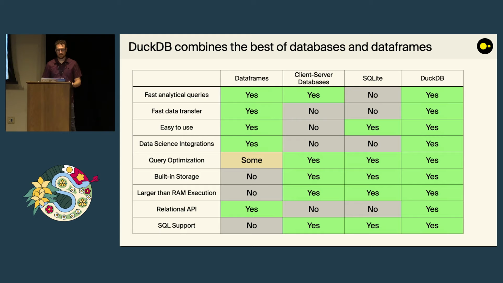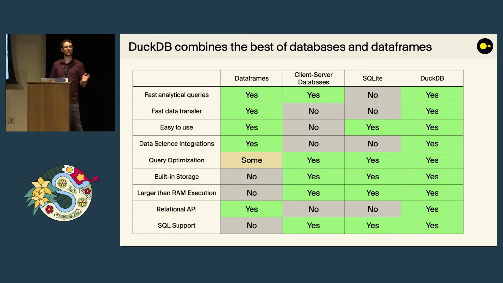If you need fast analytical queries, data frames are fantastic at that. There are analytical databases that are good at that already. SQLite struggles with this. It's really excellent at transactions. It's not designed for analytics. They've made some different design decisions. For fast data transfer, if you're dealing with a client-server protocol, it's not going to be fast. If you're on the same machine, even sending it over the socket, that takes time. SQLite also, to read and run analyses, has to write the data into SQLite before you can analyze it.